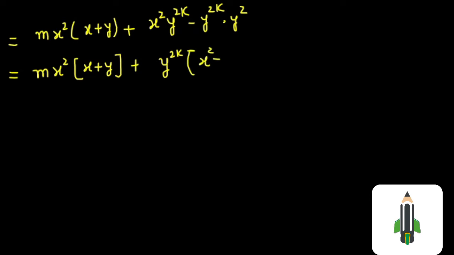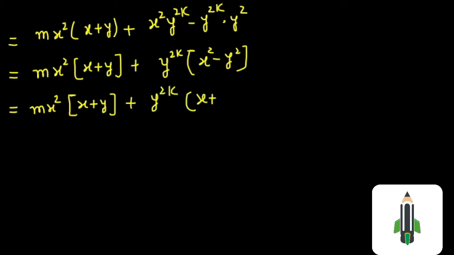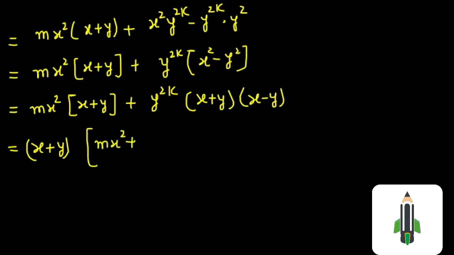Now m x square times x plus y, plus y raised to the power 2k is common, so x square minus y square. Now x square minus y square can be written as x plus y and x minus y. After taking x plus y common from all terms, there is only m x square plus y raised to the power 2k times x minus y.